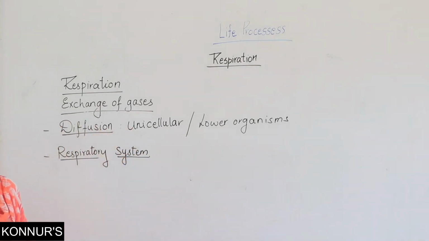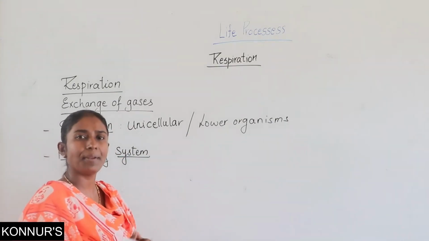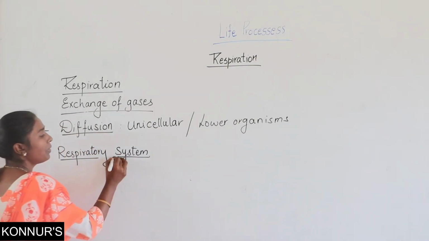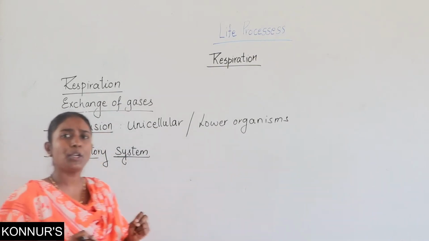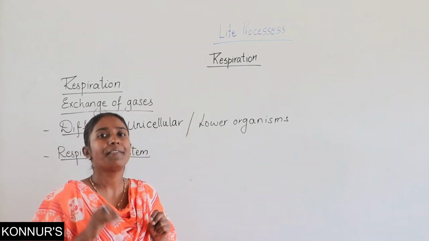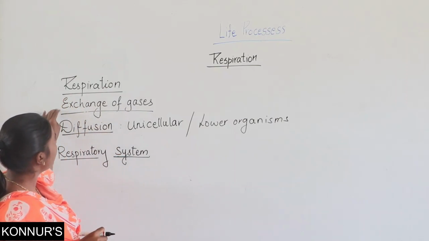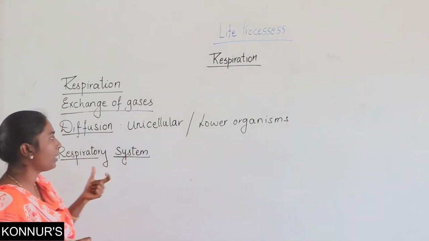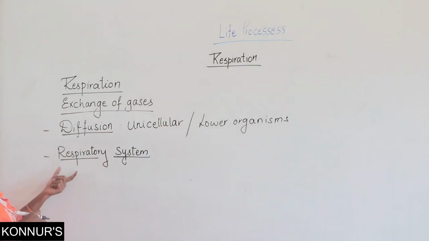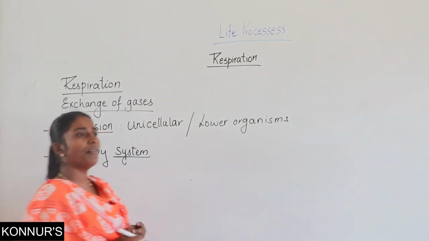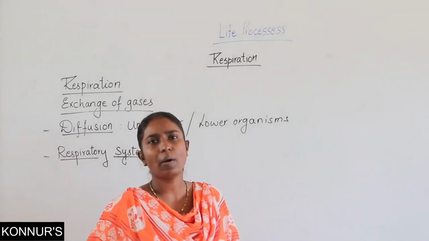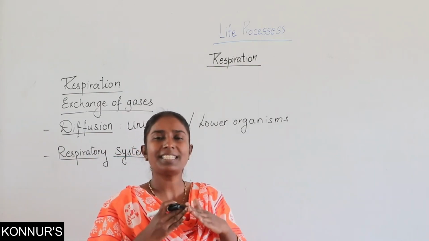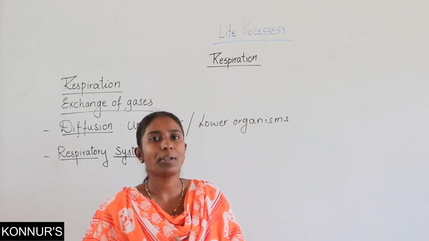As you go to higher organisms, that is animals, birds, reptiles, and we human beings, we have a respiratory system. We have particular organs to carry out the process of respiration. So gas exchange takes place by diffusion in unicellular and lower organisms, and in respiratory systems in higher organisms. Now again, when we say respiratory system, do you think all organisms have the same way of respiration? No, children. Again, it is divided into terrestrial habitat and aquatic habitat.